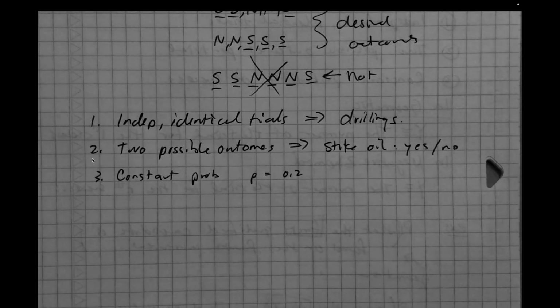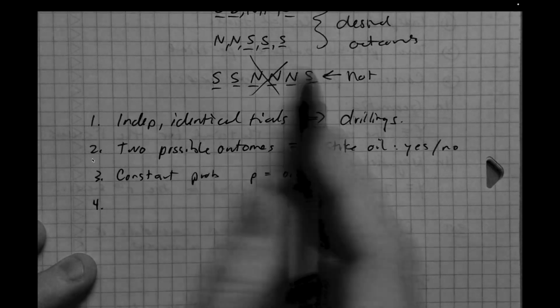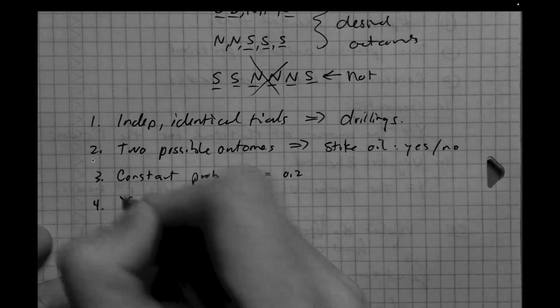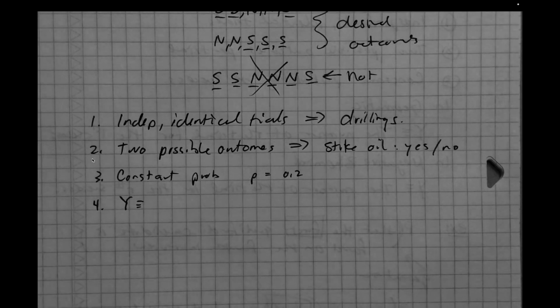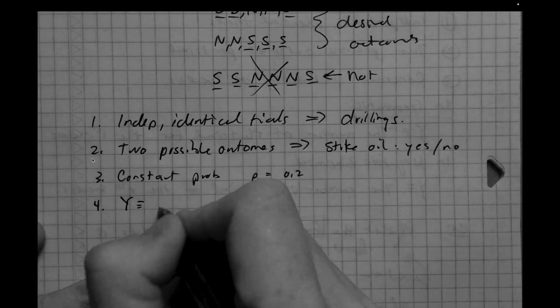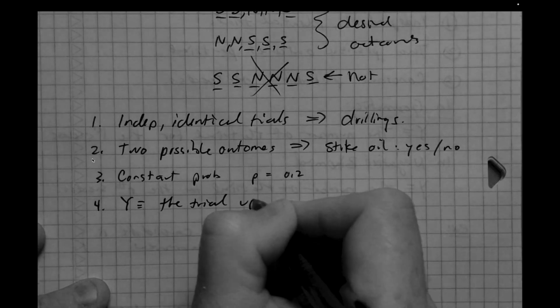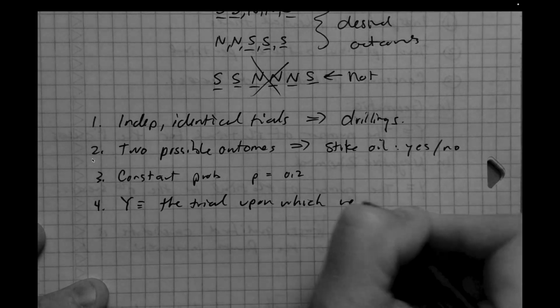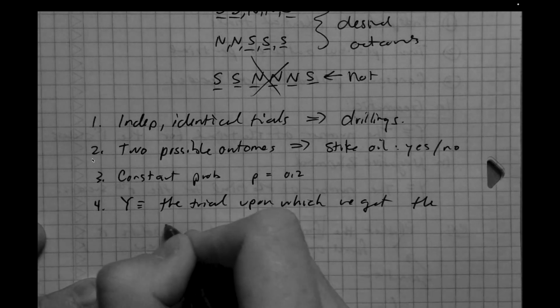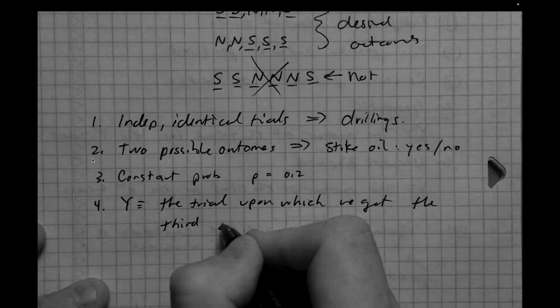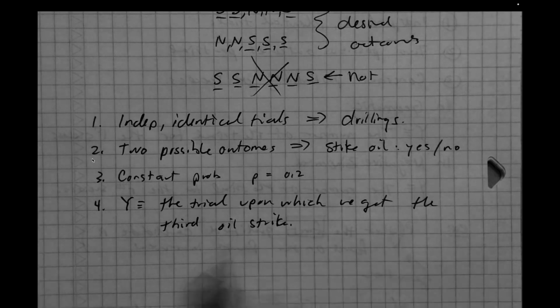0.2. Right? Each drilling has a 20% chance of a success. Okay, and then now when we think about the random variable, what is y? What is the random variable here denoting? Well, it's the trial upon which we get the third oil strike. Okay, and so this fits the pattern of a negative binomial distribution.